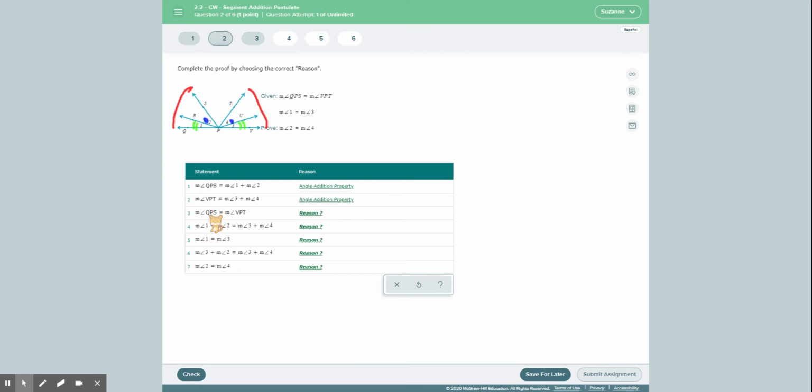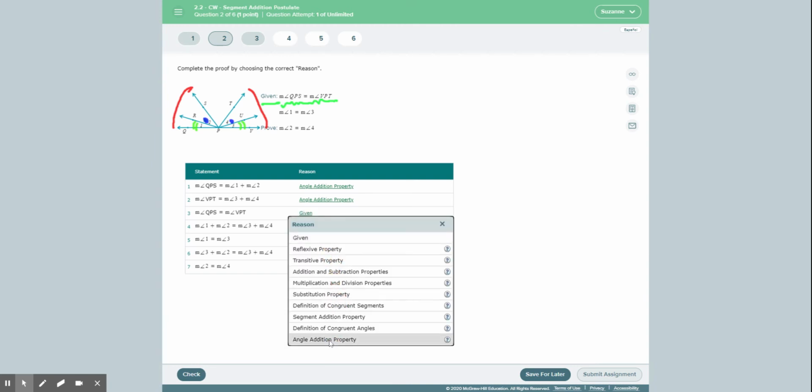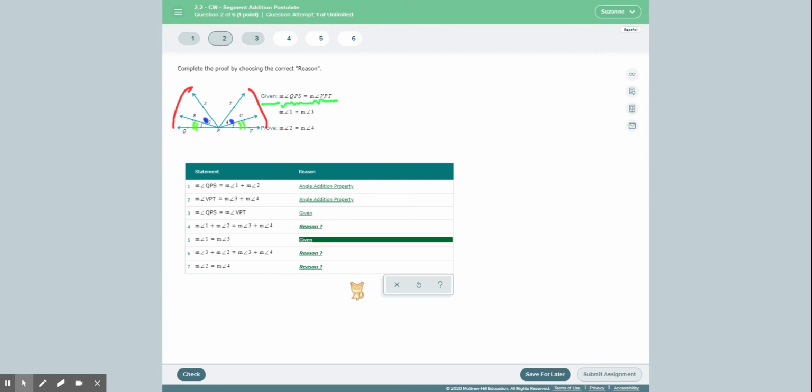And then why is the measure of angle QPS equal to the measure of angle VPT? Because it says so up here. And if it says so up here, that means it is given to us. Which incidentally is also this one here, angle 1 and angle 3. So usually when I write out a proof myself, I start with the given information because that's the easiest thing. I know that it's true. I don't need to know anything else before I know that it's true because I was given that.